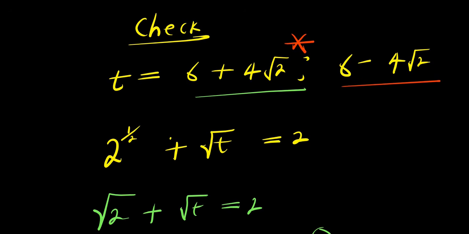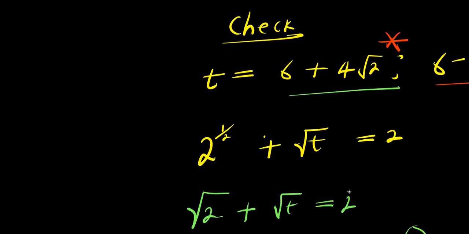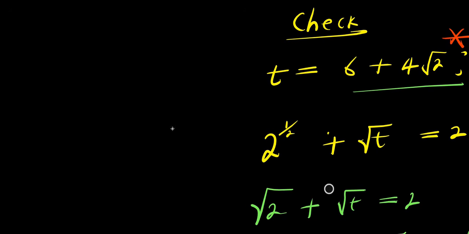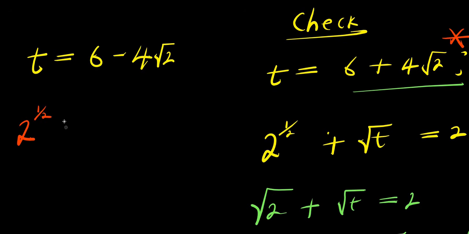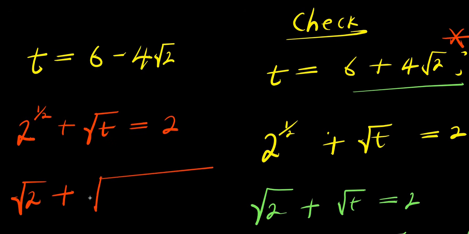Let's consider this one here, 6 minus 4 root 2. So we have, when t equals 6 minus 4 root 2, 2 power 1 over 2 plus root t equals 2. So we have square root of 2 plus square root of 6 minus 4 root 2 equals 2.